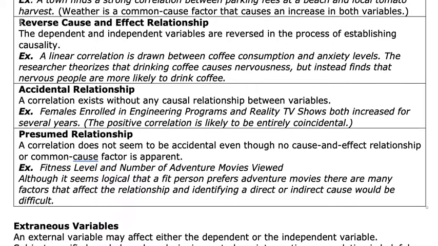Next, reverse cause and effect relationship. The dependent and independent variables are reversed in the process of establishing causality. So we are familiar with that phrase, Y depends on X, and sometimes it can be challenging to attribute the effect to a specific variable. Here's an example. A linear correlation is drawn between coffee consumption and anxiety levels. The researcher theorizes that drinking coffee causes nervousness, but instead finds that nervous people are more likely to drink coffee.